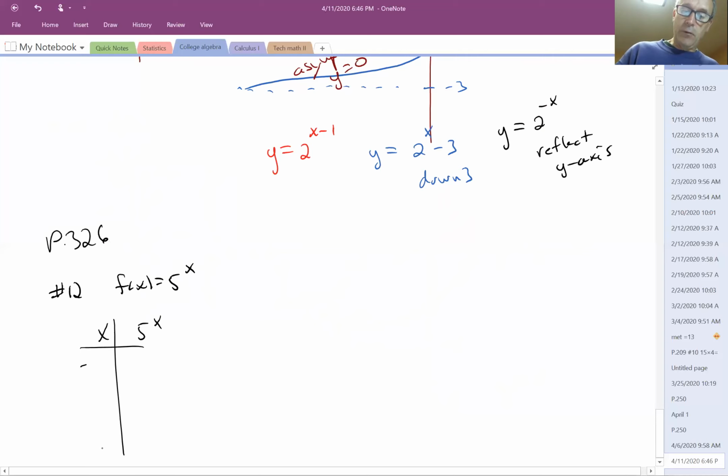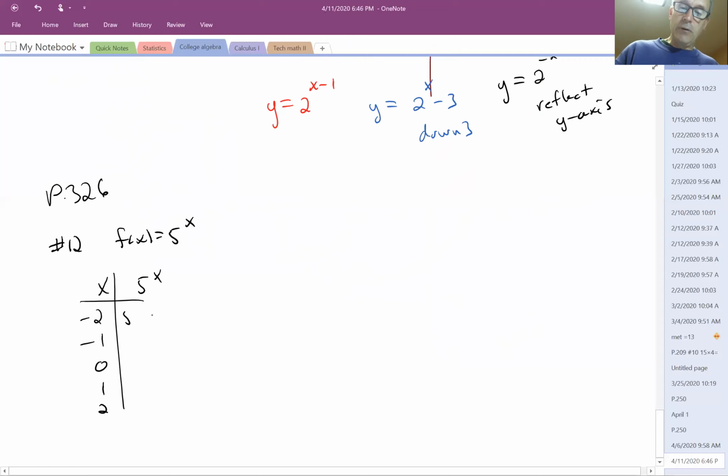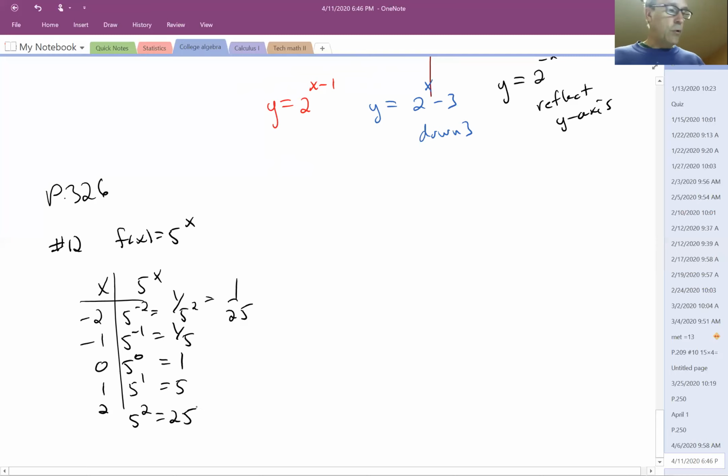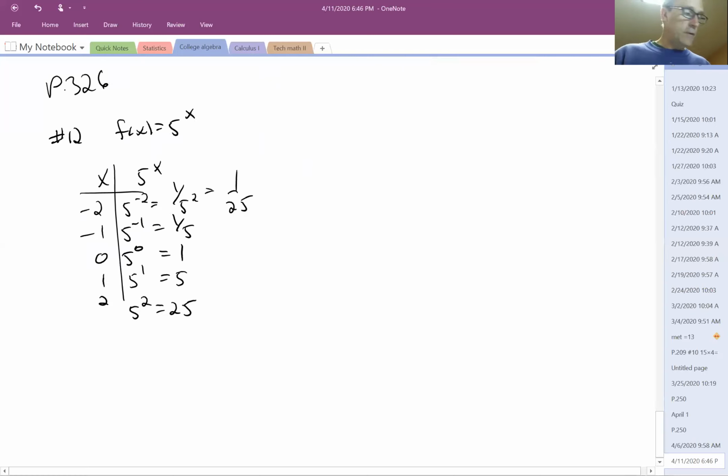-2, -1, 0, 1, and 2. That's a pretty good base. 5 to the -2, that's 1 over 5 squared. That's 1 over 25. Pretty small number. 5 to the -1, 1/5. 5 to the 0, 1. Anything to the 0 is 1. 5 to the first, 5. 5 squared, 25. And then you can plot the points and graph it. Piece of cake. Right? I'll let you finish that one.